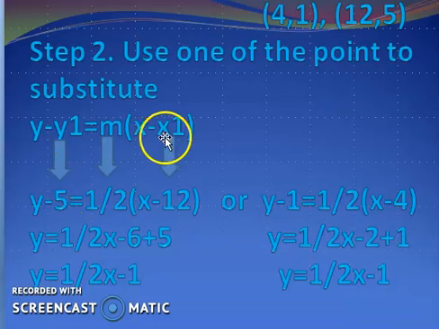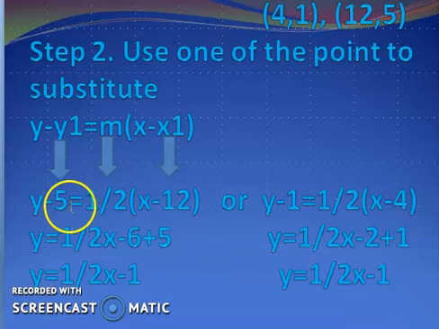So y minus 5. You can use either of these points, 4, 1 or 12, 5. Here we use 12, 5. So y minus 5 equals 1/2. Your m is 1/2 times the quantity of x minus your x coordinate, which is 12. So your point-slope form is y minus 5 equals 1/2 times the quantity of x minus 12. So that's the equation in point-slope form.